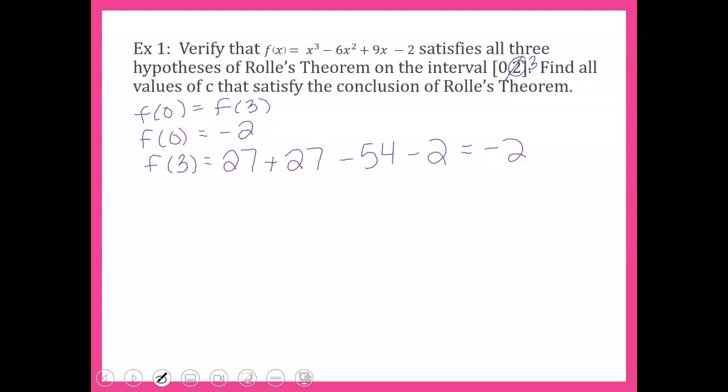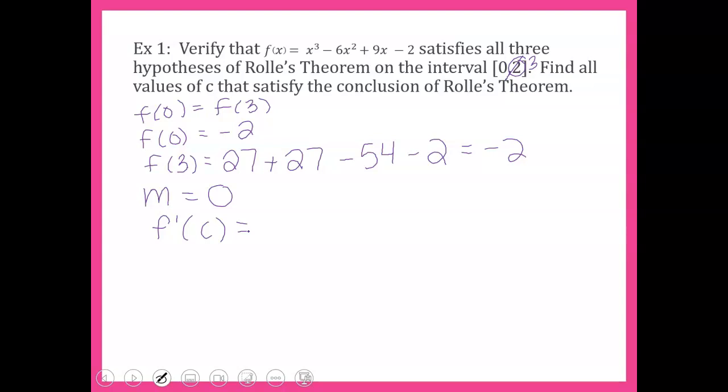Find all values of c that satisfy its condition. So now f of 0 equals f of 3, meaning that my slope is 0 now. So Rolle's theorem is really just a fancy way of saying f prime of c, where c is a critical point, equals 0.